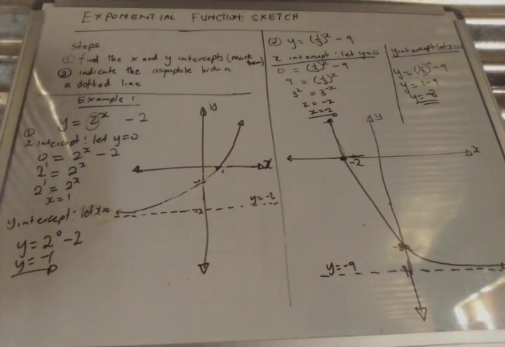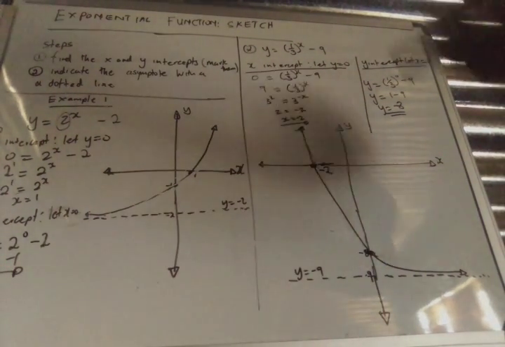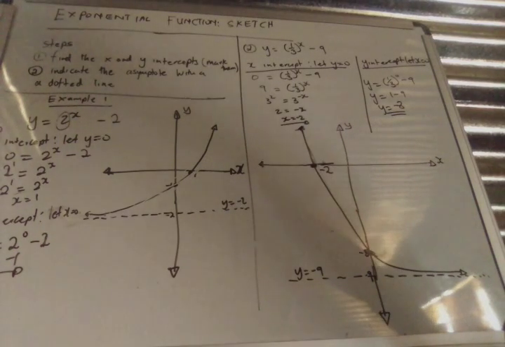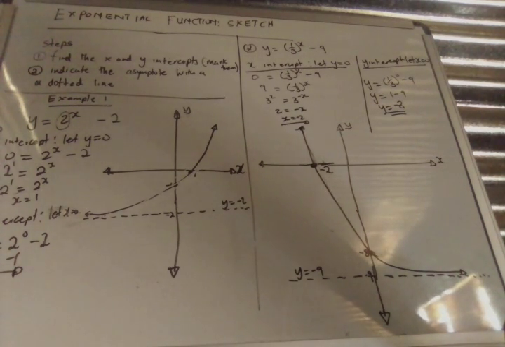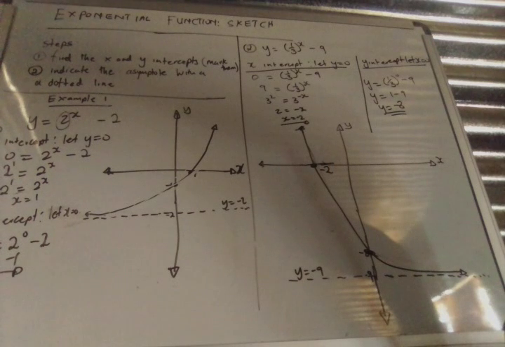I'm not sure if you can see clearly, hopefully. Now you're given the equation in the form y equals 1 over 3 to the power x minus 9. Again, the first step is to find the x-intercept and the y-intercept. To find the x-intercept, we let y be 0. So we have 0 equals 1 over 3 to the power x minus 9, then we bring the 9 to the other side, and we have 9 equals 1 over 3 to the power x. Then we simplify.